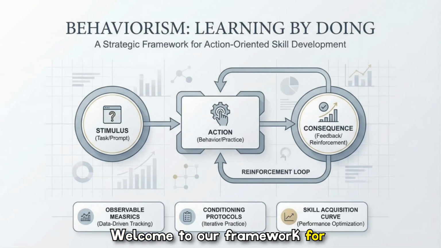Welcome to our framework for action-oriented skill development, where learning is presented as a loop. A stimulus prompts an action, which then leads to a consequence and feeds back into reinforcement. The slide's diagram shows how observable measures, conditioning protocols, and a skill acquisition curve work together to optimize practice, track progress, and iteratively refine behavior for better performance over time.